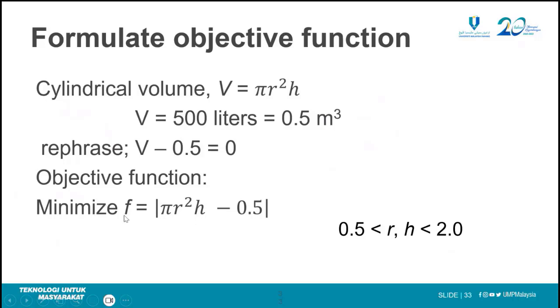We try to minimize f. So later on, f will be minimized to the 0 value. Okay, so this is our objective function, and r and h are between 0.5 and 2.0.